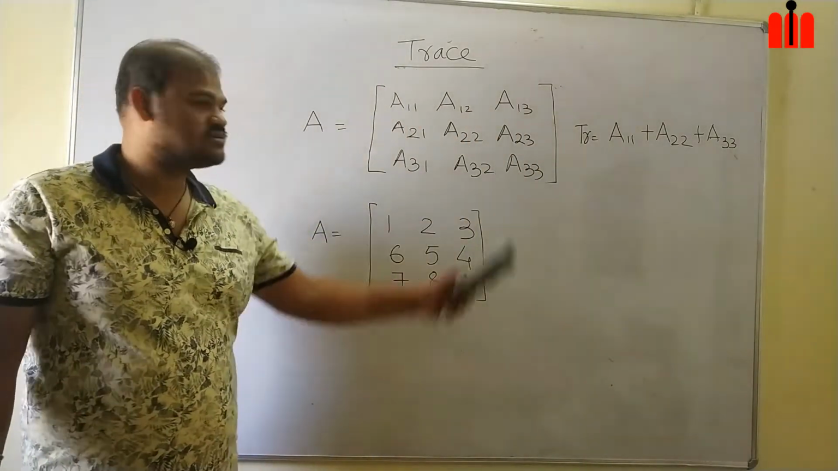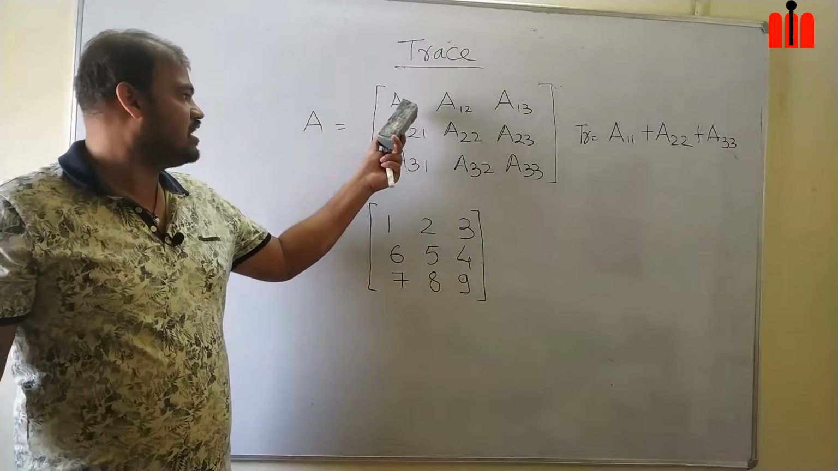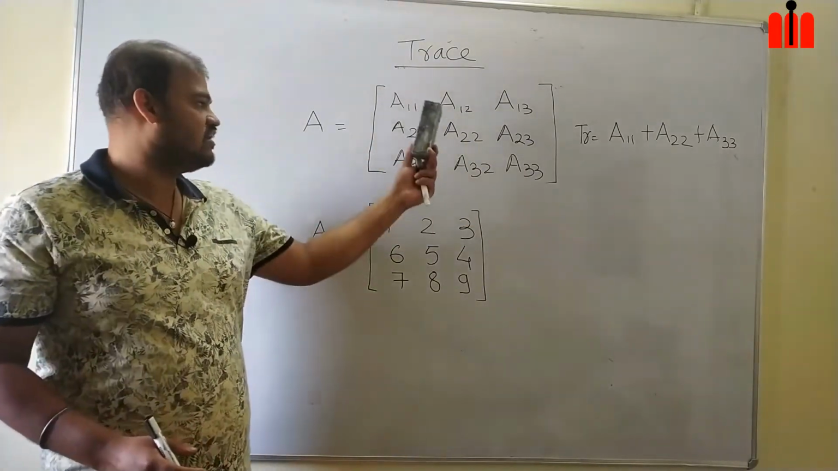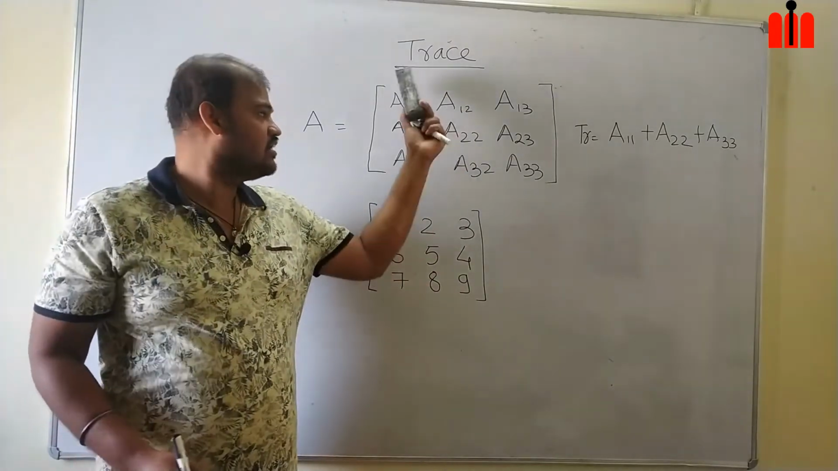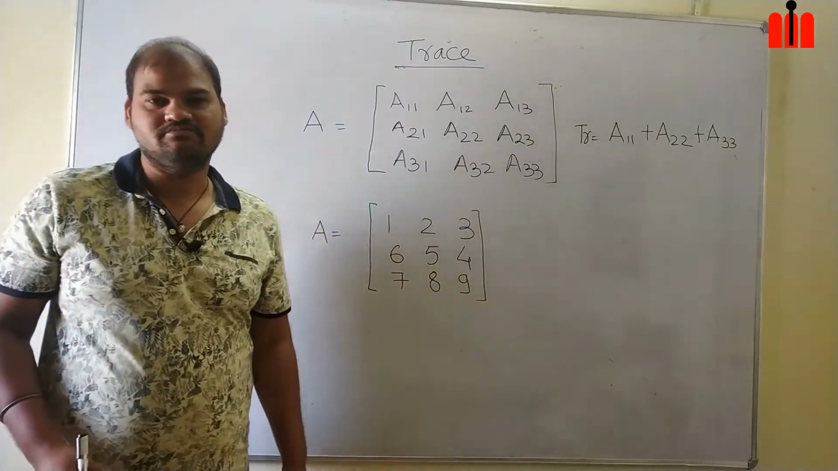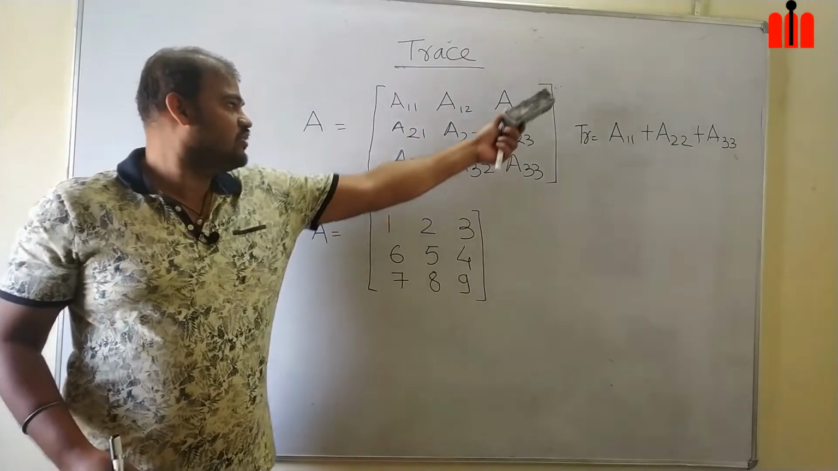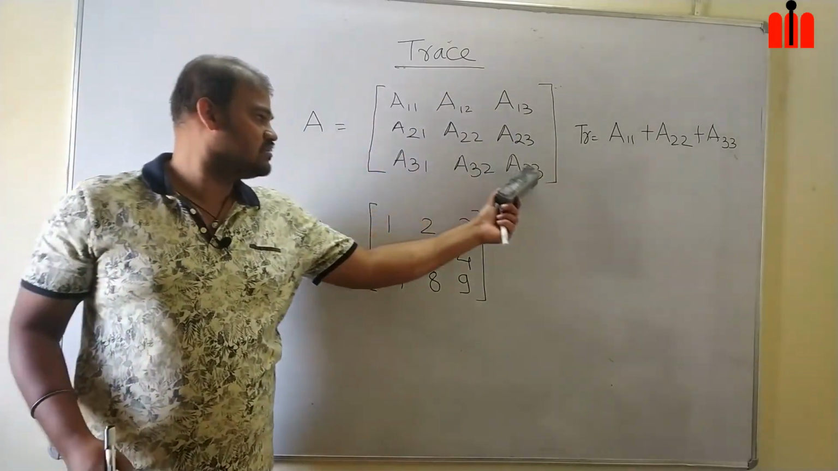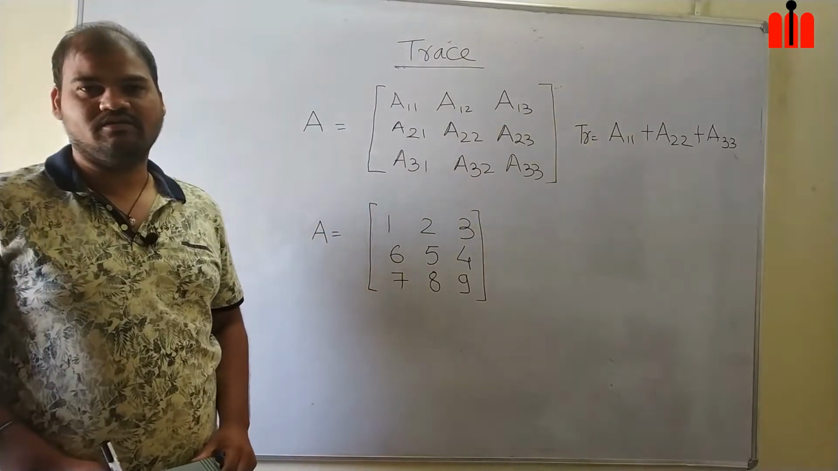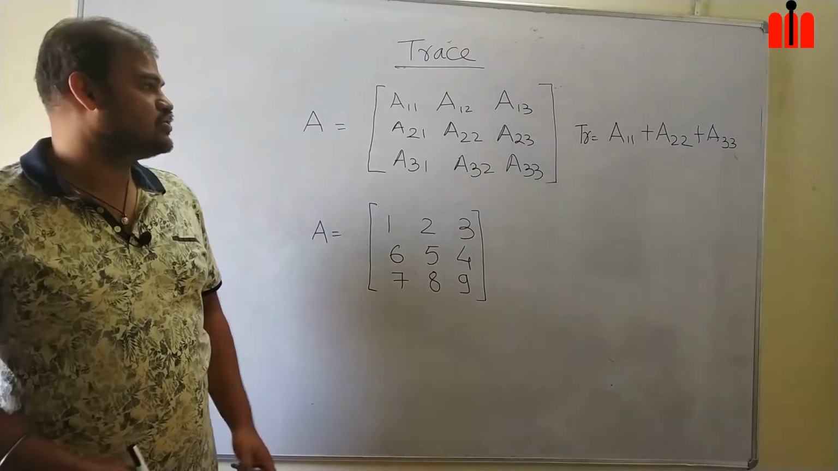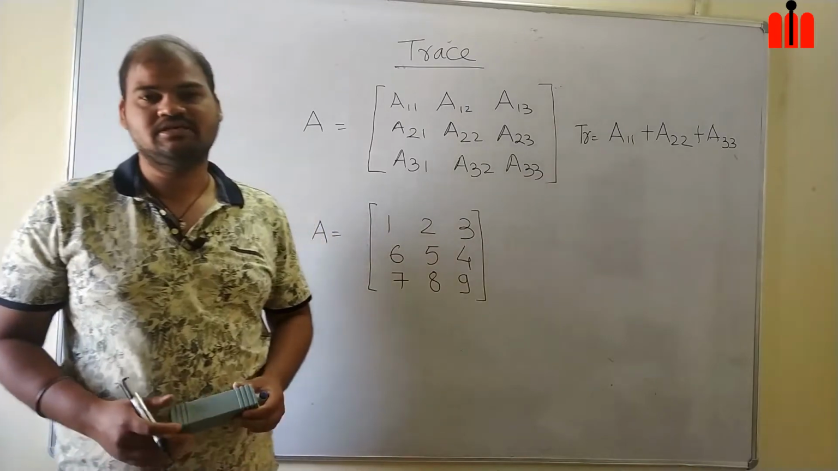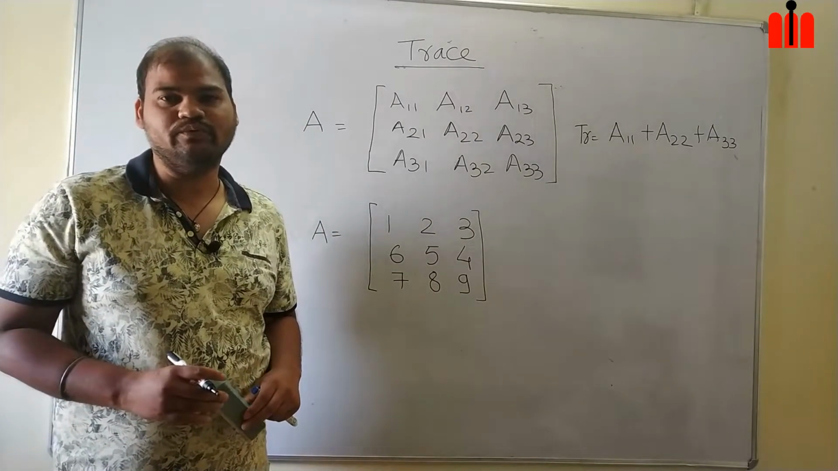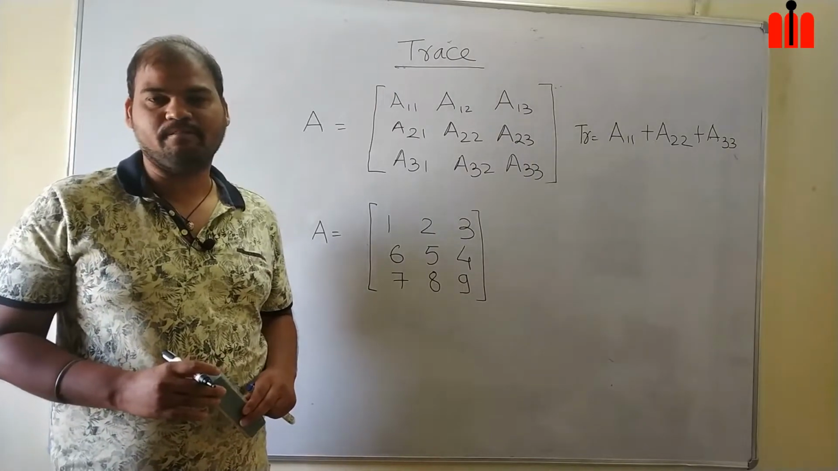Are you okay with this? What are the diagonal elements now? 1, 1, 2, 2, 3, 3. Okay, A11, A22, A33 is the diagonal of this matrix. It's like a diagonal. If you take this as a 2-dimensional rectangle, then this is the diagonal, right? So trace is the sum of A11 plus A22 plus A33, right?